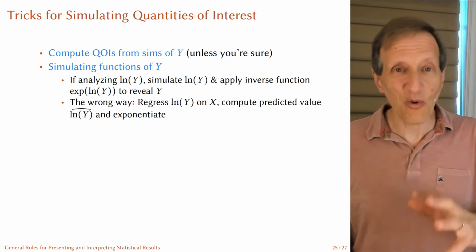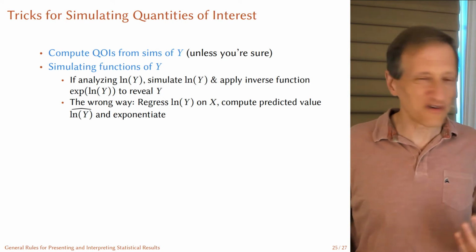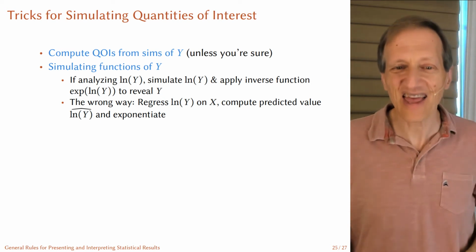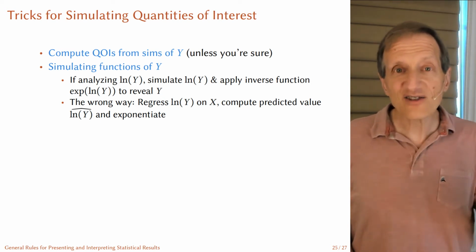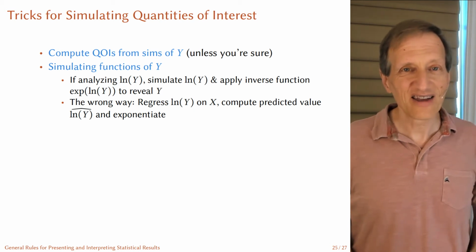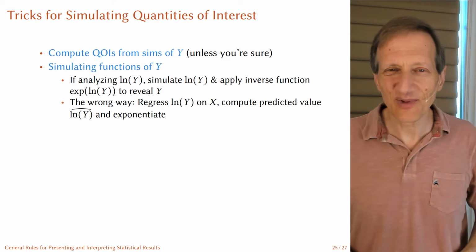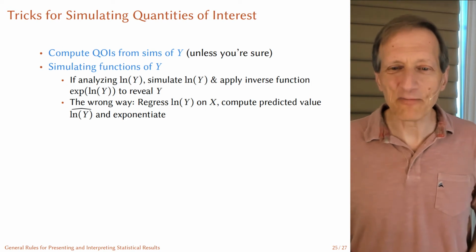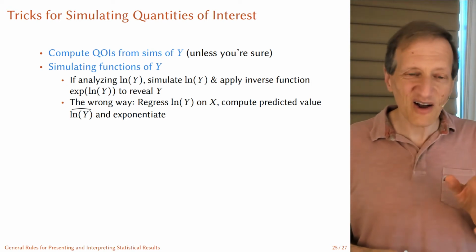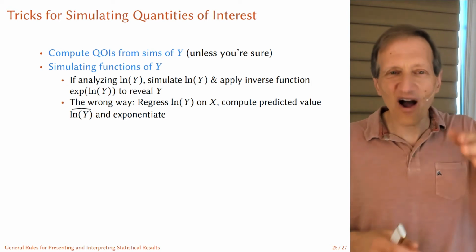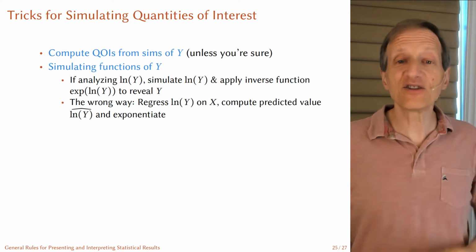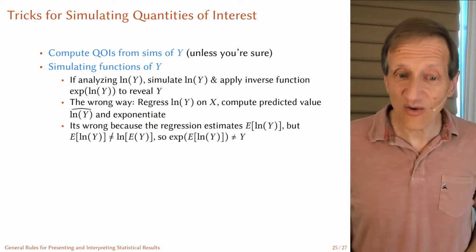So the wrong way, but still the apparently intuitive way, so don't do this, okay, is regress the log of y on x, right? Compute the predicted value before you do simulation. You just plug in the y-hats, compute the predicted value of log y hat, and exponentiate that thing. That's wrong. Why is it wrong?